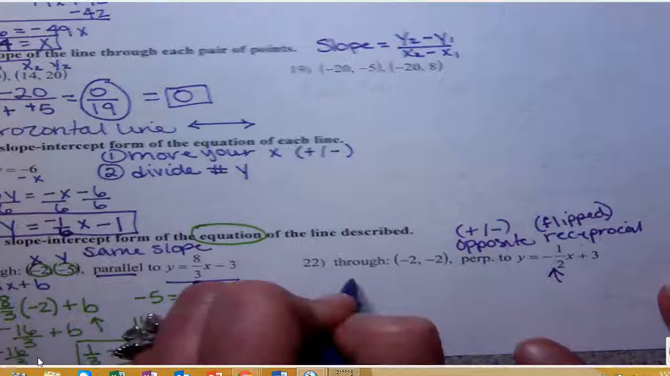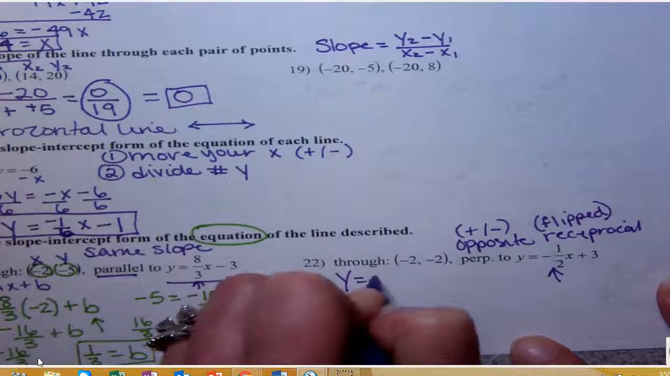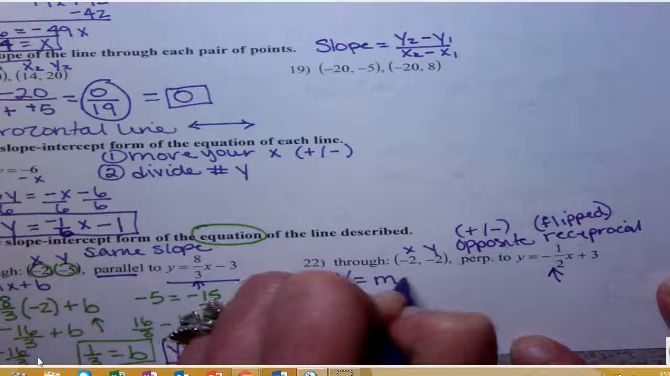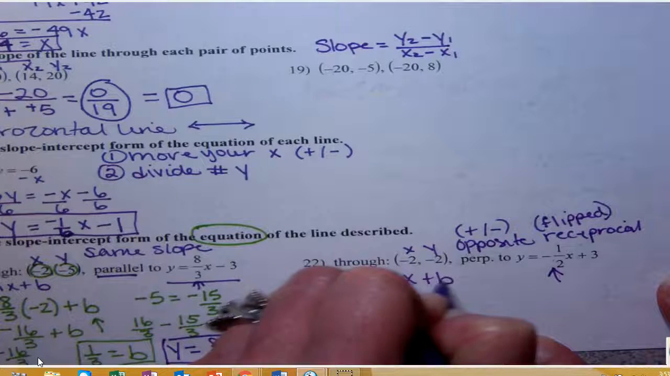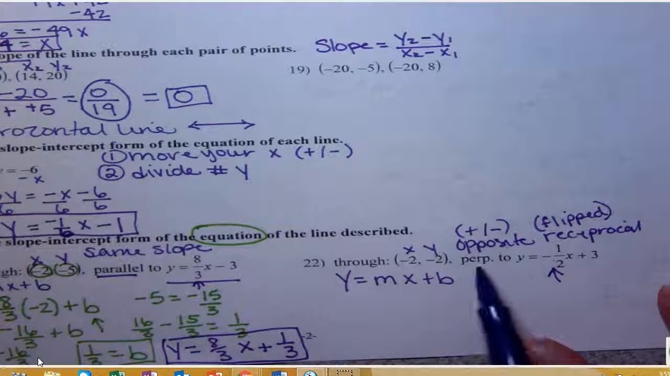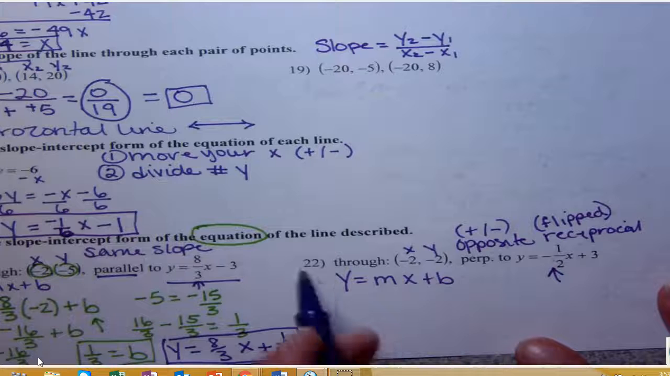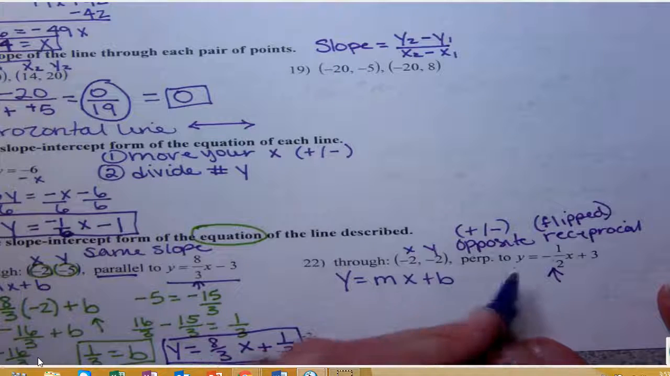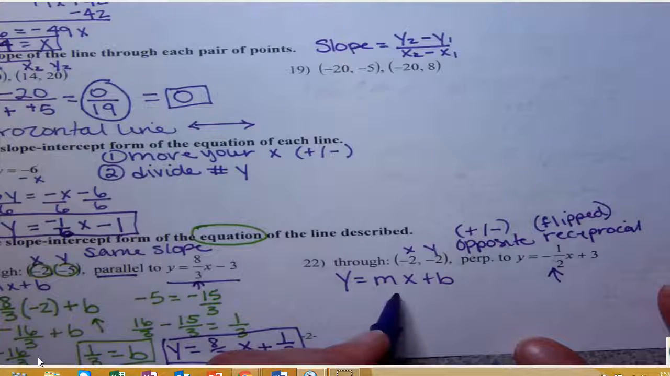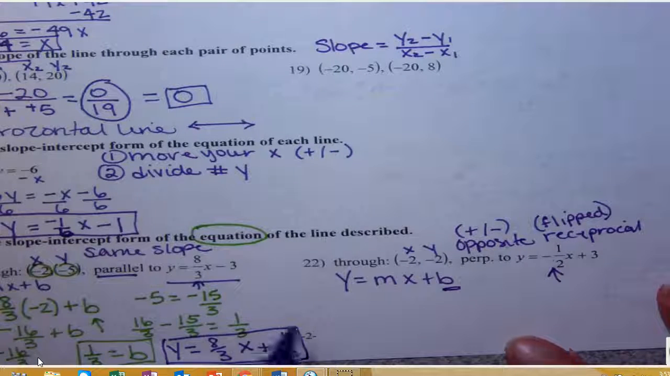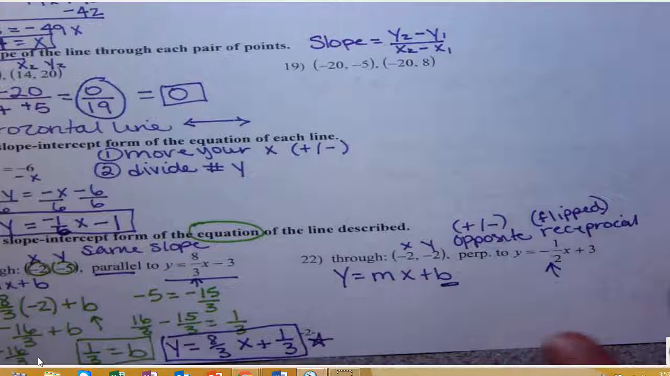So you're going to do the exact same thing. You're going to plug in your x and your y using the slope that you want of the perpendicular line. So in this case, it would be the opposite reciprocal of this number. So you would plug in your x and your y, use your opposite reciprocal slope, and solve for b. But then you're not going to be done until you give the equation in that form.